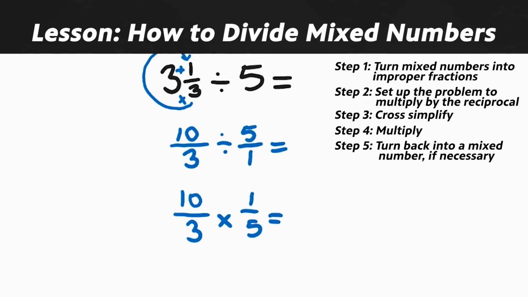Next, cross simplify. I see a diagonal pair of 10 and 5 that share a common factor. Those are both times 5's, so we'll divide them both by 5. 10 divided by 5 is 2, and 5 divided by 5 is, of course, 1. Almost done. Now we multiply. Look how easy it's become now. 2 times 1 is 2, and 3 times 1 is 3. And we can skip step 5 because it didn't end up as an improper fraction.